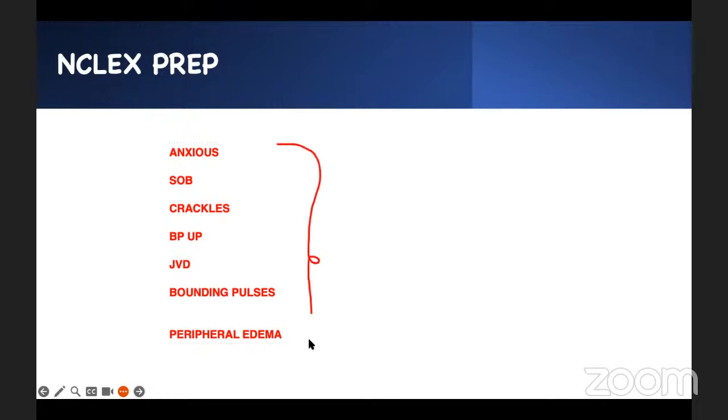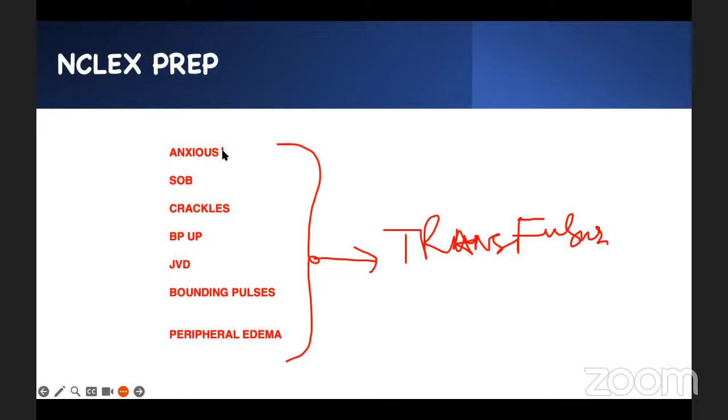These are the clues. This is what you put in the case. The patient is getting transfusion. All of a sudden, I call this a clue. Connect the dots. I'm anxious. I have shortness of breath. I have crackles in lung base. My blood pressure is up. I have JVD. I have bounding pulse and peripheral edema. If you have high blood pressure, JVD, bounding pulse, and peripheral edema, and you're getting blood transfusion, you should go and look for it.